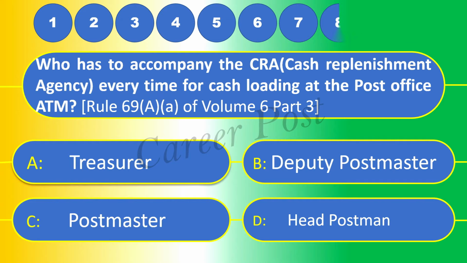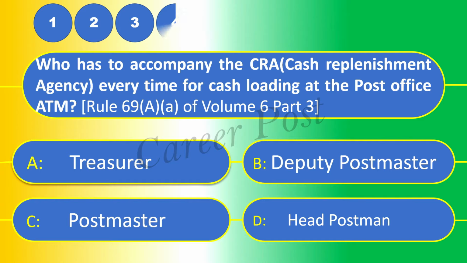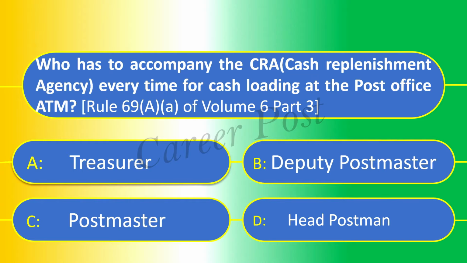That means whenever there is cash loading by an outsider agency, they will come and take the cash from the post office and load it in the ATM. In such a case, whenever that outside agency, generally AGS, comes, who has to accompany that cash replenishment agency? That is the question. The answer is postmaster. That is, the head postmaster has to be present whenever there is cash loading in the ATM of a post office.